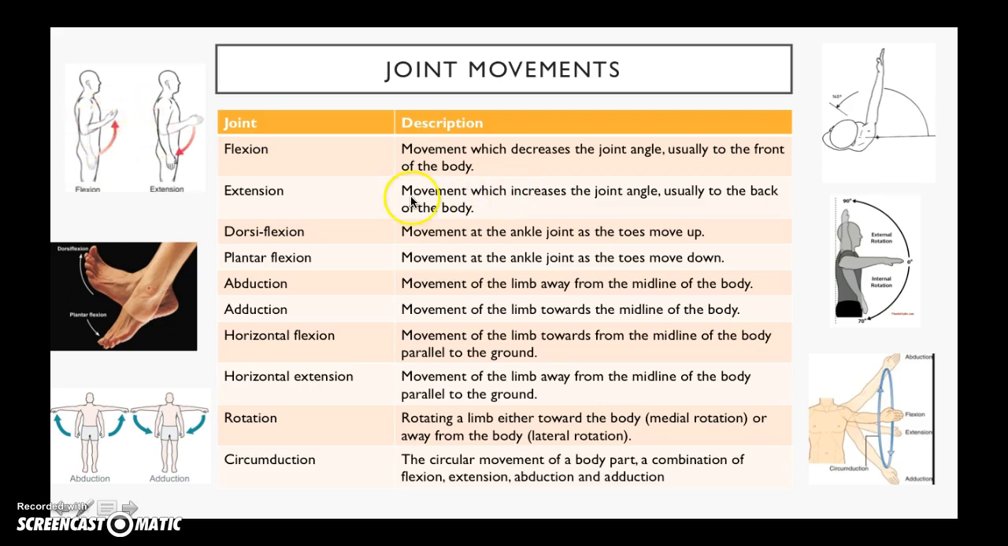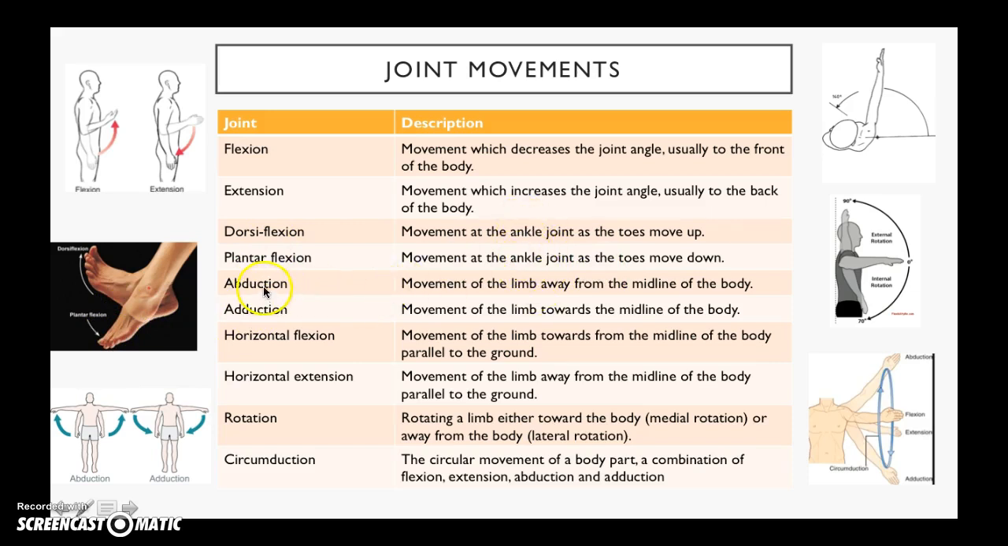Going off from there, the next one, extension, is a movement which increases the joint angle, and it usually goes backwards. If you want to just draw these, you don't have to write all this stuff out, or you can shorten it. Dorsiflexion then, it's moving at the ankle, and the toes move up, so you might want to get that in your notes. If you can see over here, dorsiflexion goes that way, and then you've got plantarflexion, which is when you plant your toes down, I always think is a good way to describe this. The only place these can take place is at the ankle joint.